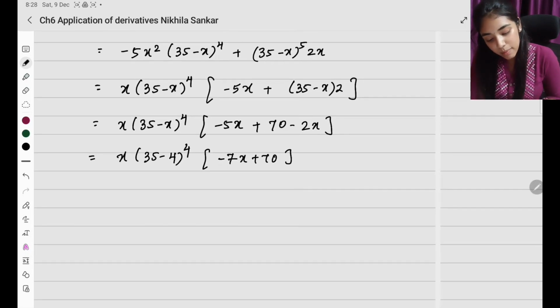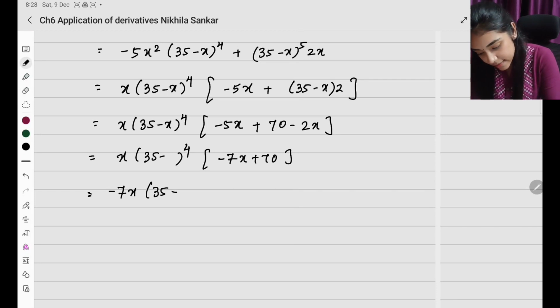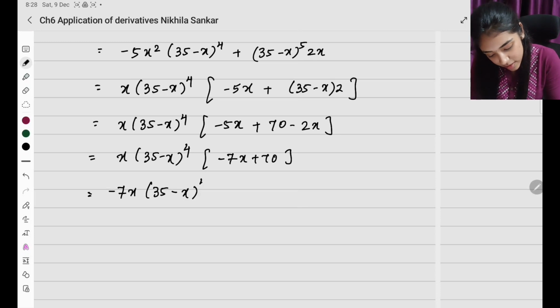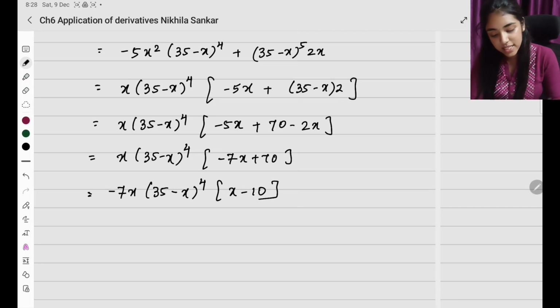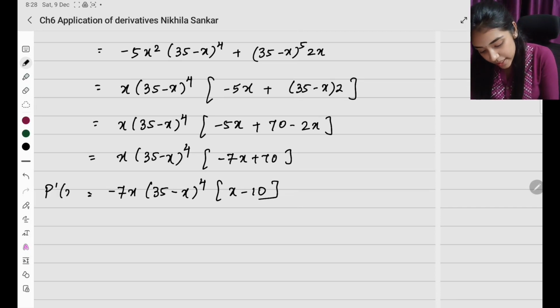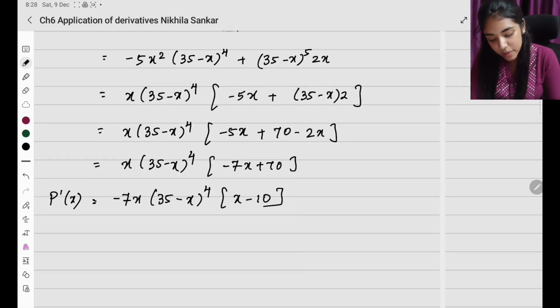So I can take minus 7 outside. So I have minus 7x times (35 minus x) the whole power 4 times (x minus 10). Taking minus 7 outside, I get x minus 10. So this is going to be my p dash of x. Correct? This is my p dash of x.